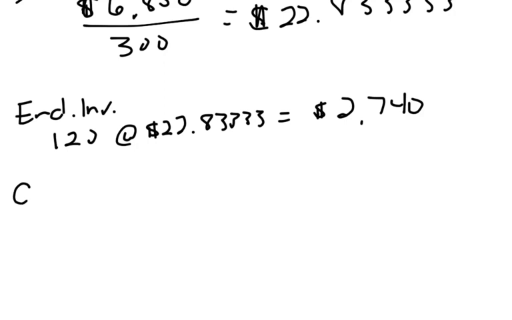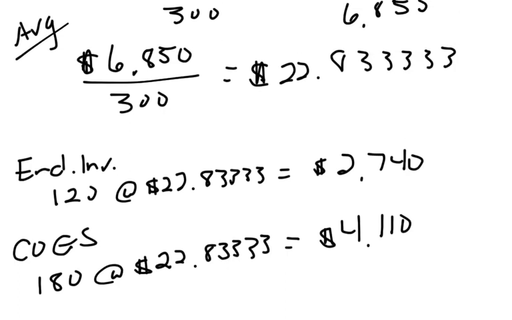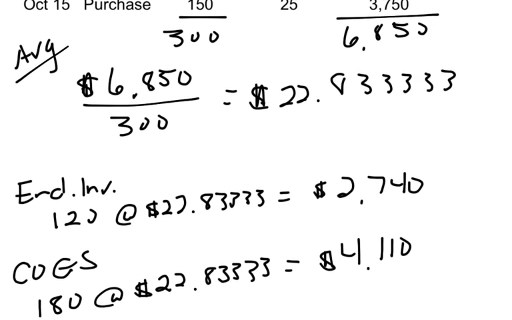But we can also prove it by using the units. Cost of goods sold, 180 units at $22.83333. And when you round, you should find that you get a total of $4,110 for cost of goods sold. Again, you can double check both of these figures. If you take $6,850 and subtract $4,110, you should get $2,740, which was the ending inventory. And if you take the $6,850 and subtract your ending inventory of $2,740, you should get cost of goods sold, which is $4,110. Because there's only two things that can happen with that $6,850.